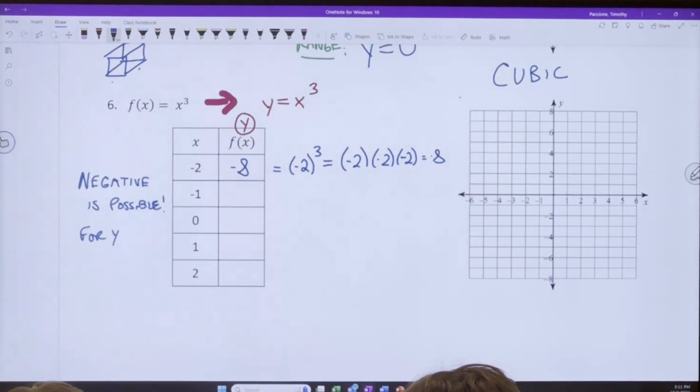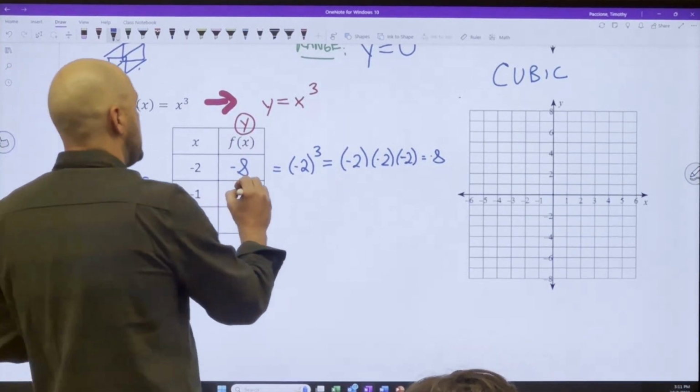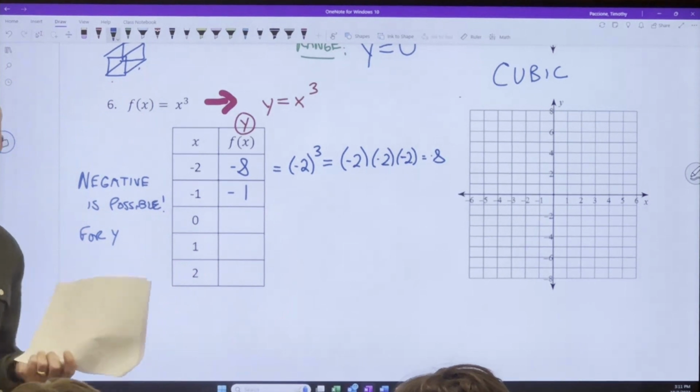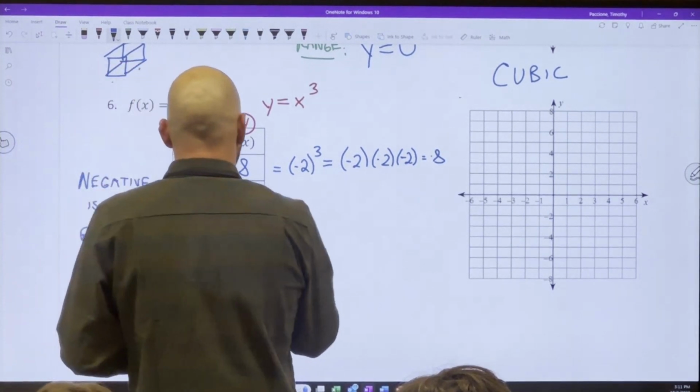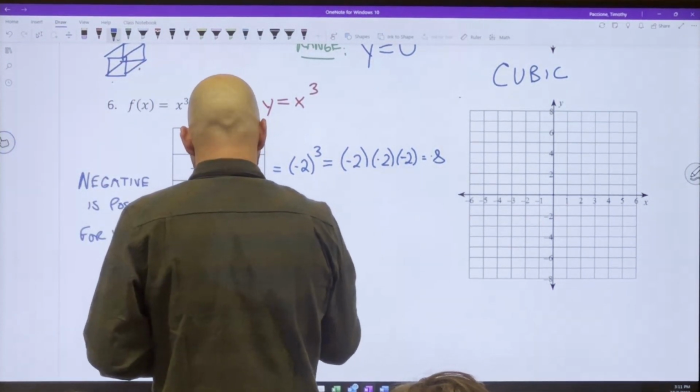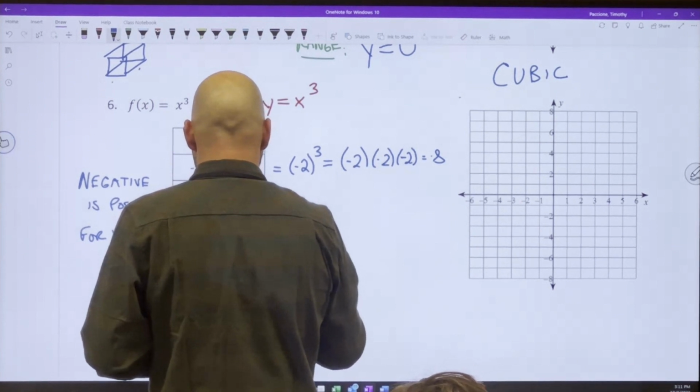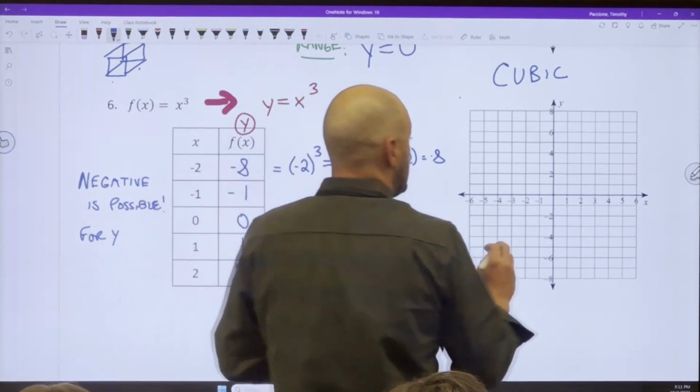Negative 1 times negative 1 times negative 1 is? Negative 1, right? Negative 1 times 1 is positive, and then it flips back to negative. 0 times 0 times 0 is 0. 1 times 1 times 1 is 1. 2 times 2 times 2 is 8. And we end up with this.